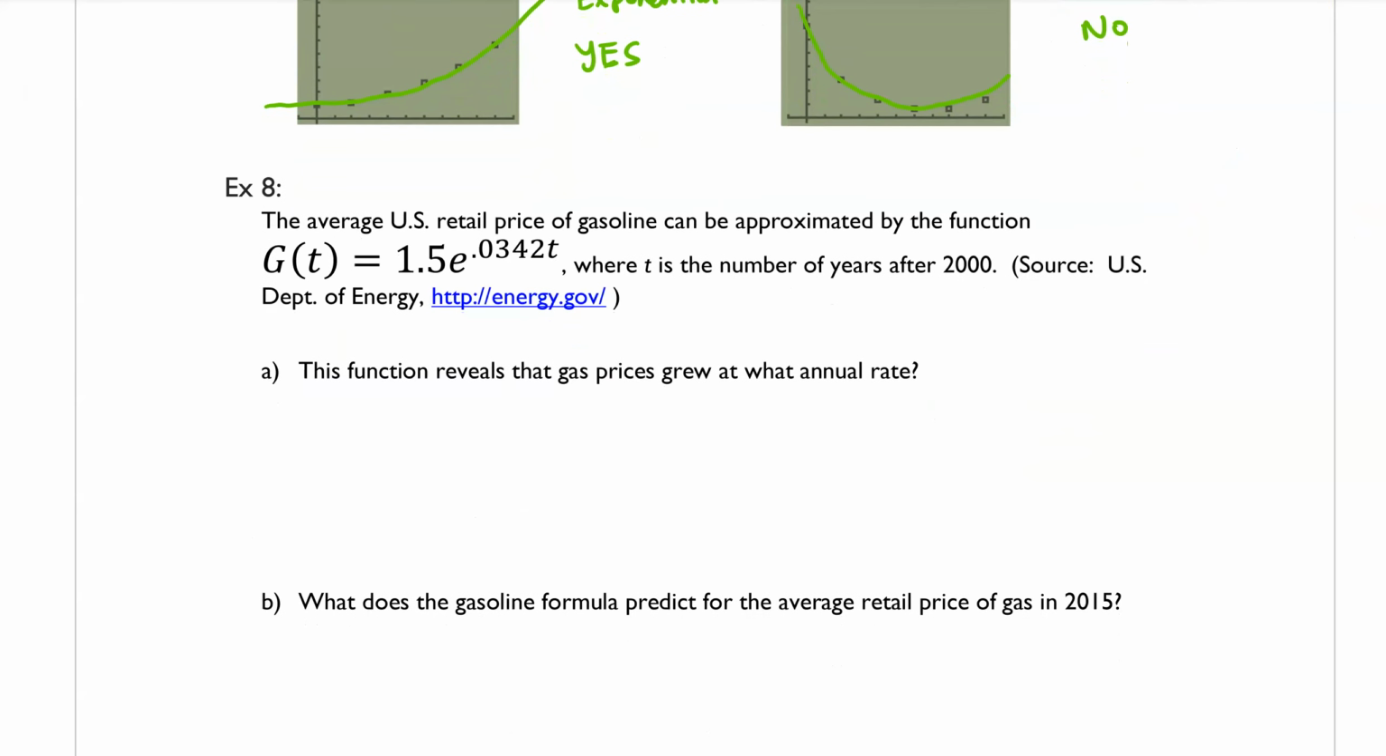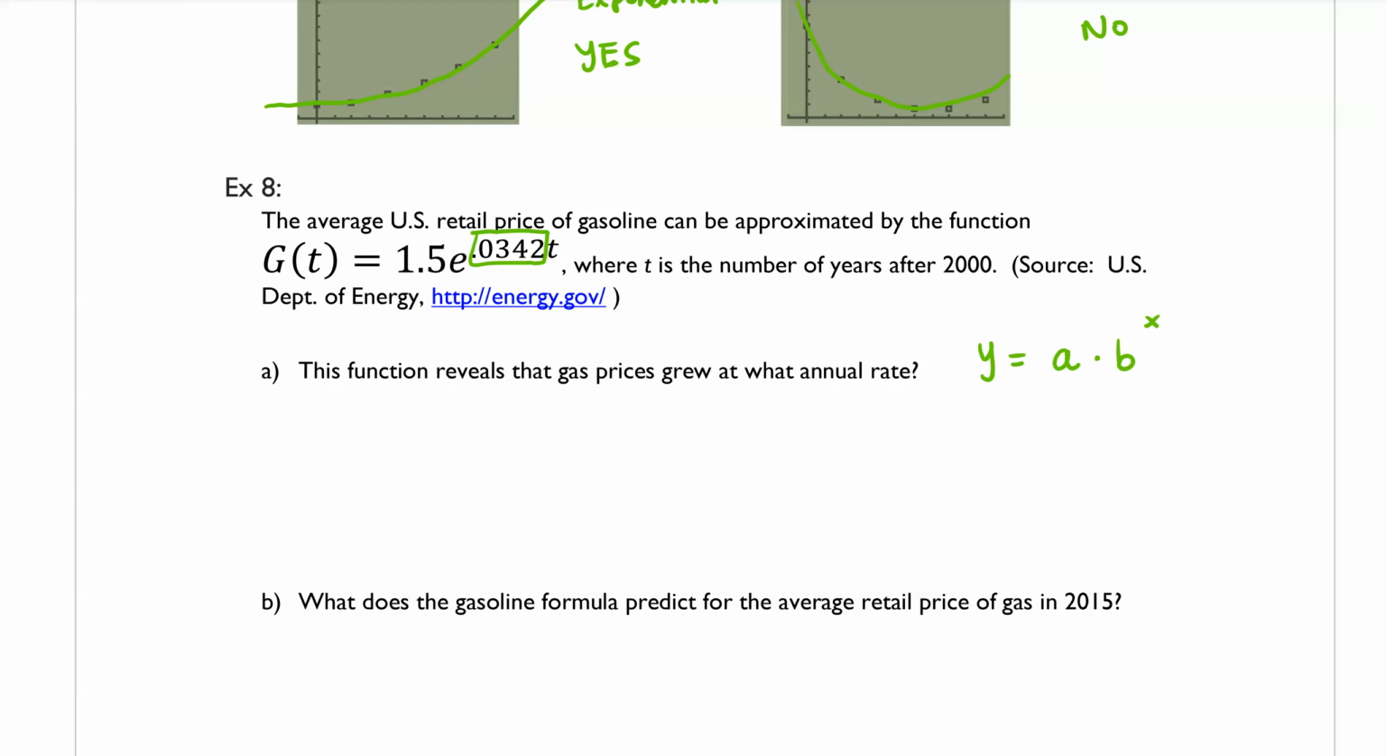It says the average US retail price of gasoline can be approximated by the function g of t equals that, where t is the number of years after 2000, and the source for this is the US Department of Energy. Part A says this function reveals that gas prices grew at what annual rate? Now, we want to be a little bit careful here. I've said earlier that exponential functions are always of the form y equals a times b to the x power, but notice that we actually have a number here in our exponent, and we want to get rid of that to see and figure out what our b value is.